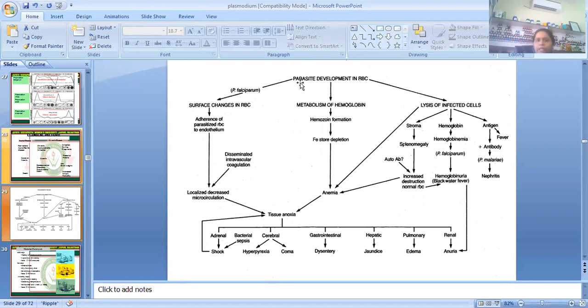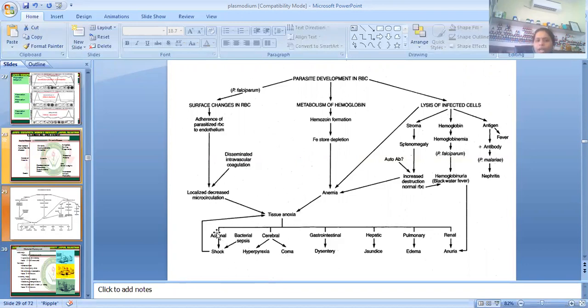When the parasite develops inside the RBC, in case of Plasmodium falciparum, the surface of the RBC shows some changes. There is an adherence of parasitized RBCs to the endothelium, and because of the adherence of the parasitized RBCs one by one, there is a localized decreased microcirculation in the capillaries. There is an intravascular coagulation in the capillaries, disseminated intravascular coagulation. This will lead to tissue anoxia. There is a hypoxic condition which causes the different symptoms. Every mechanism will lead to hypoxia in the tissue.